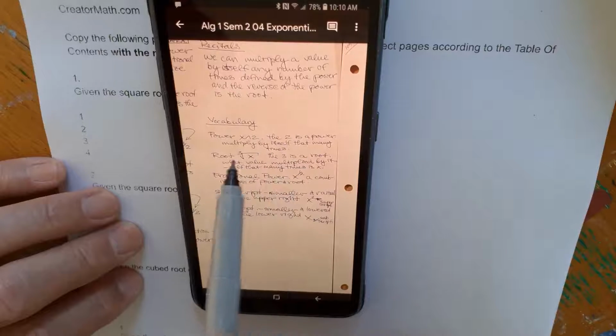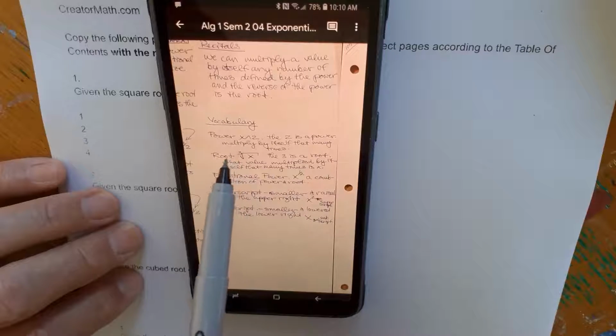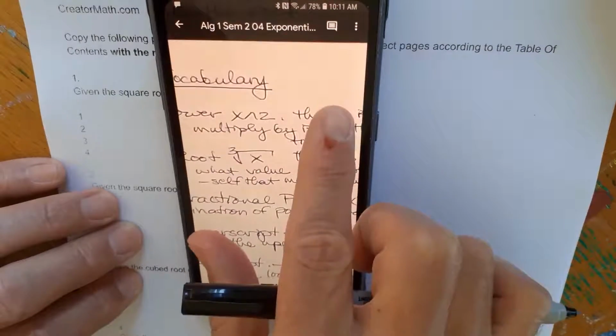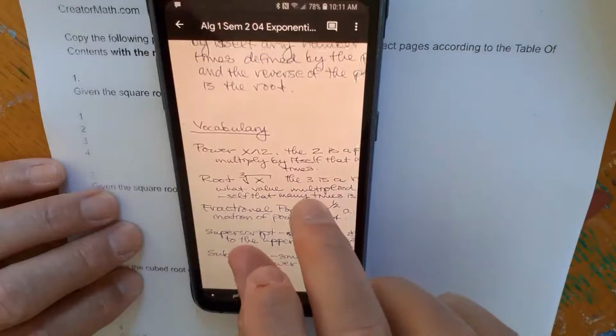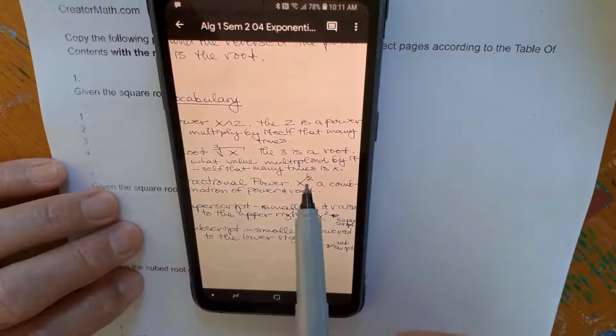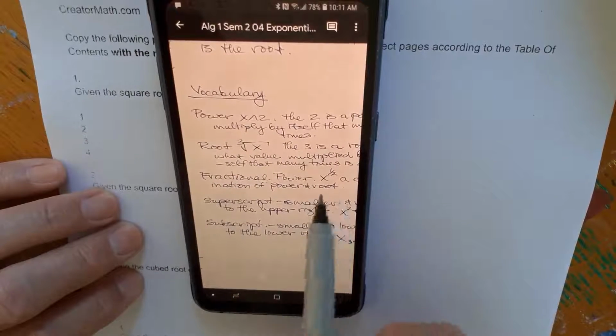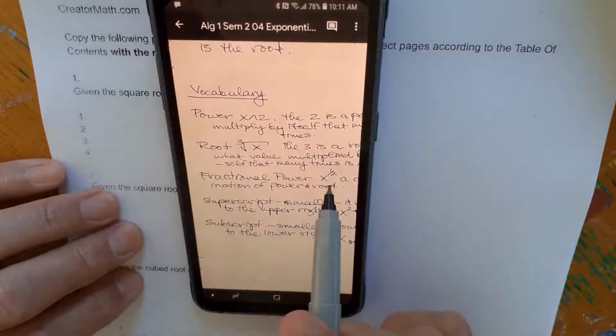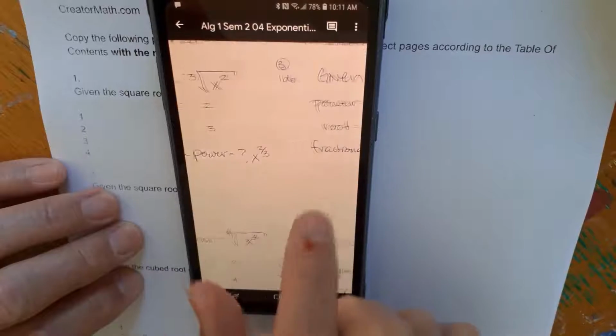Power, x to the 2 is the power, multiplied by itself that many times, x times x. So the root is the root symbol, and then the value outside of the root symbol. Might be a little hard to see, apologize for that. And fractional power is a power that is a fraction, fractional power. Superscript is this position here. Subscript is this position down here.